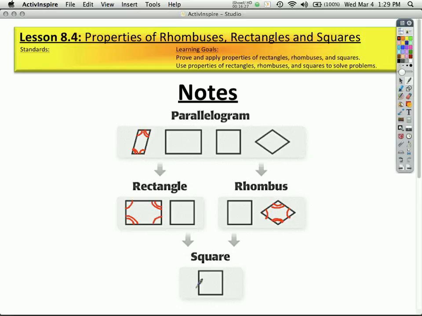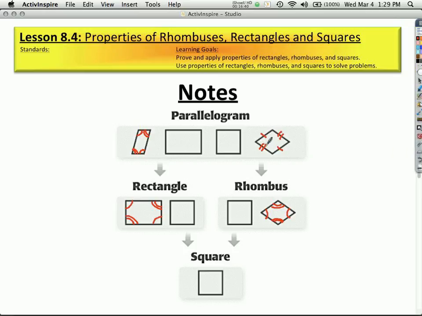Alicia. The opposite sides are congruent. So this side is congruent to that one. That side is congruent to that one. That is also going to be true here. And that's going to be true here, and it's going to be true here.